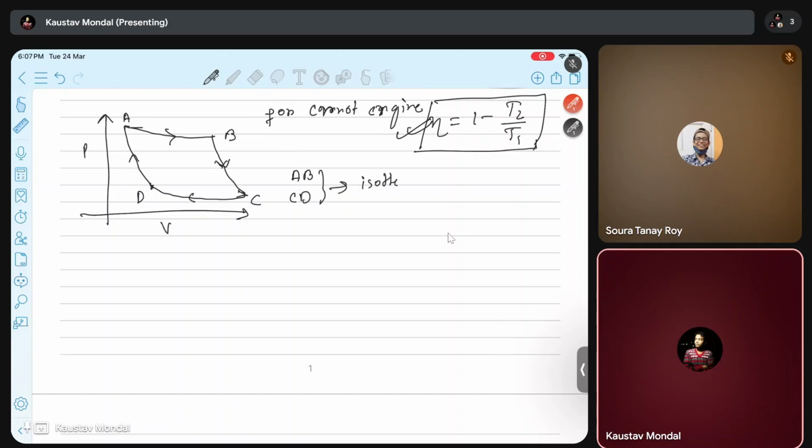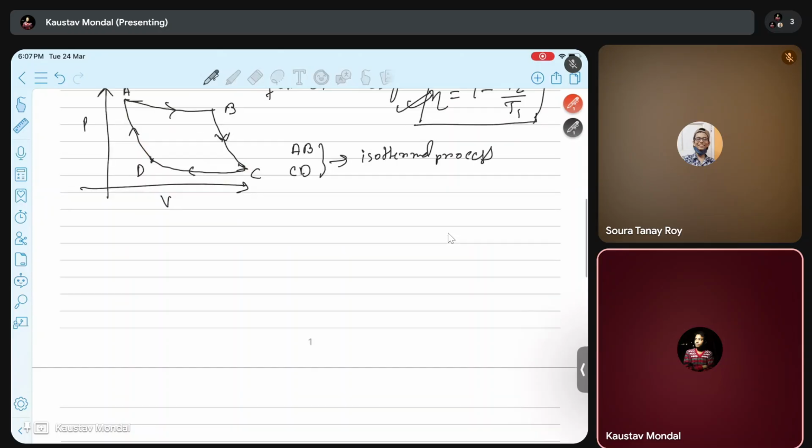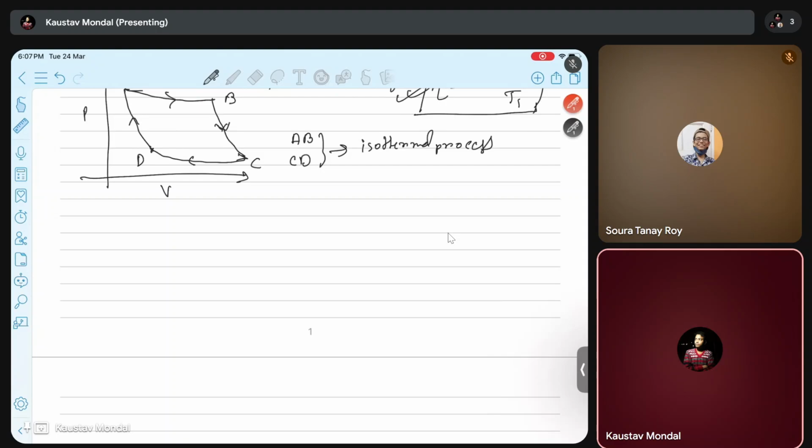If you look at their slope, AD and BC have a higher slope compared to AB and CD, right? So AB and CD should be isothermal processes here. And the other two processes, that is AD and BC, are the adiabatic processes.